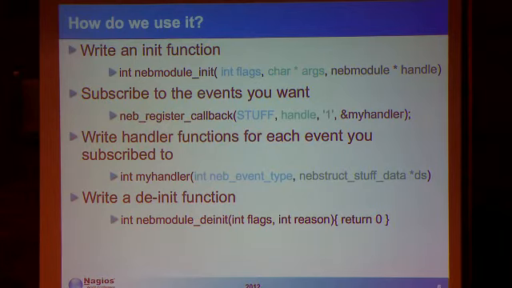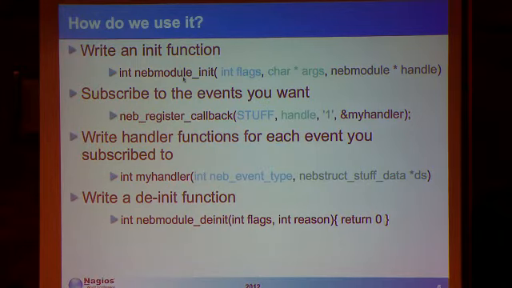It has to be called NEB module init. You're going to pass it some stuff, and one of the things that you're going to pass it is a handle of type NEB module start. And this is kind of an important thing for you to know about. This basically is a struct that represents you. So anytime Nagios needs to refer to your module, or anytime you need to refer to yourself or dereference some information about yourself, you're going to come back to this handle. But other than that, not much you have to worry about there.